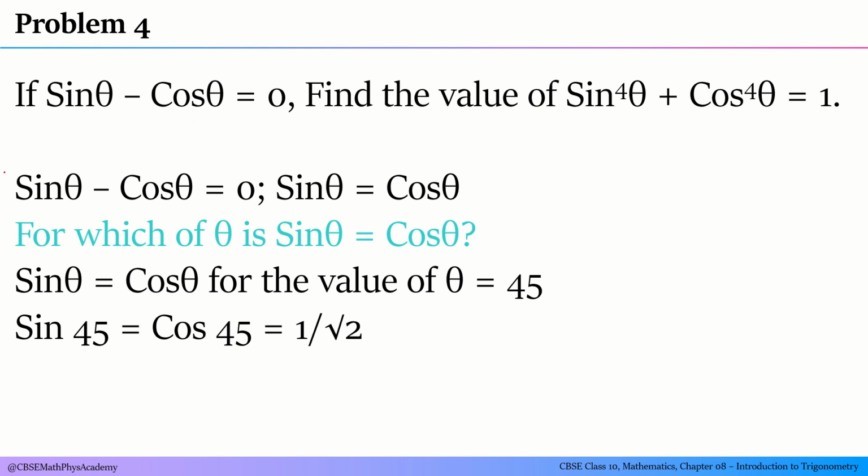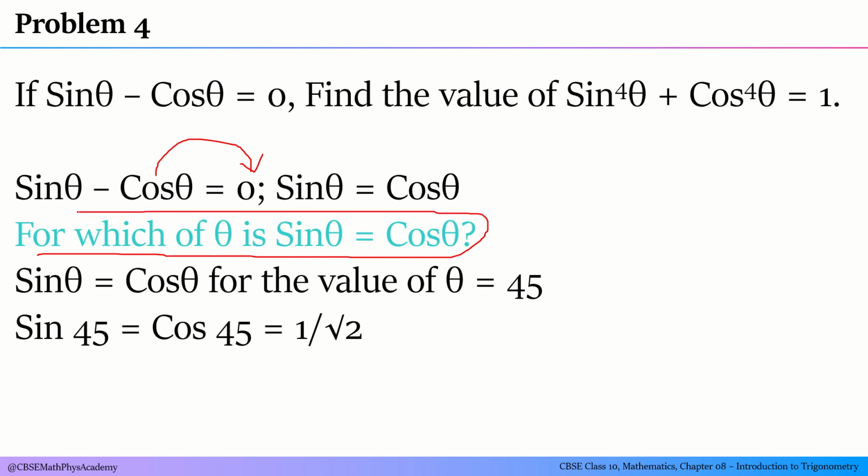So how to find out this? You know sin theta minus cos theta is equal to 0. You take cos theta to the other side of the equation. So it becomes sin theta is equal to cos theta. So why I have put it in a different colors? This is something for you to question yourself. This is not part of your solution. So you need to ask yourself for what value of theta is sine and cos both same.